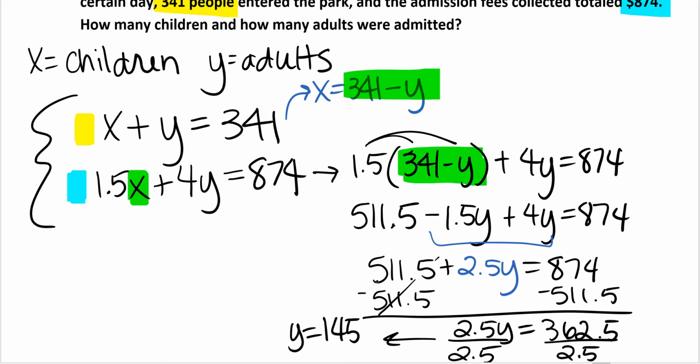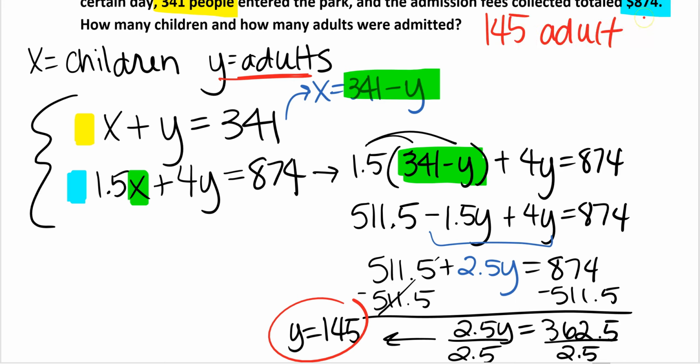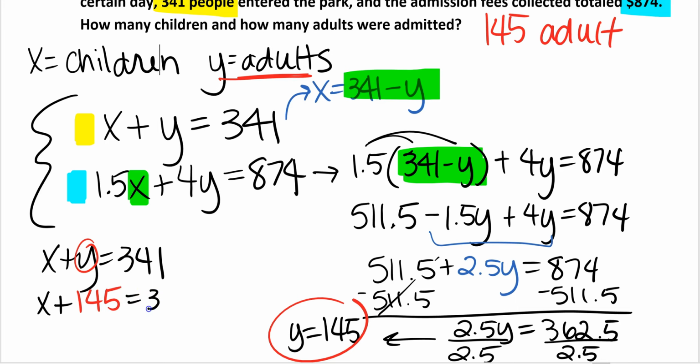So remember, what did y represent? Y represented adults. So if y equals 145, we sold 145 adult tickets. And now to get how many children we sold, let's look at that first equation. So we had x plus y equals 341. Well, if y equals 145, we have x plus 145 equals 341. And then we can solve for x by subtracting 145 from both sides.